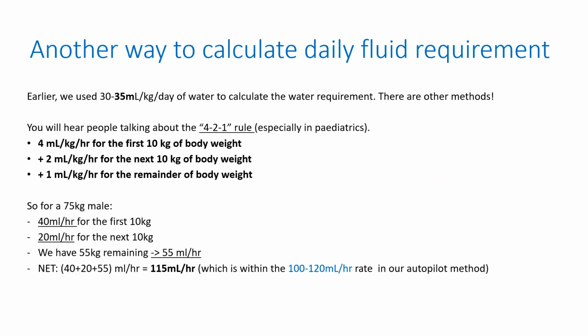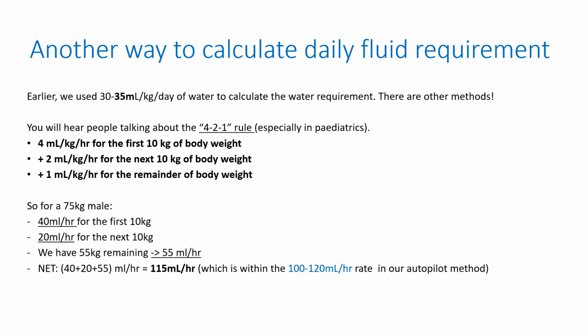For completeness, I wanted to illustrate another way of calculating your daily fluid requirements, and you will hear people talking about the 4-2-1 rule, especially in pediatrics. So what this rule is basically, you need 4 mL per kilogram per hour for the first 10 kilograms of body weight. For the next 10 kilograms, so 10 to 20 kilograms, you need 2 mL per kilogram per hour. And for any amount of weight beyond 20 kilos, you add 1 mL per kilogram per hour.